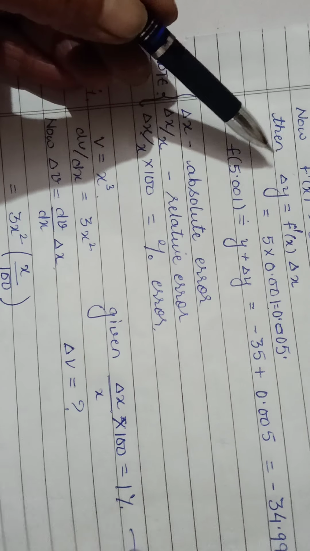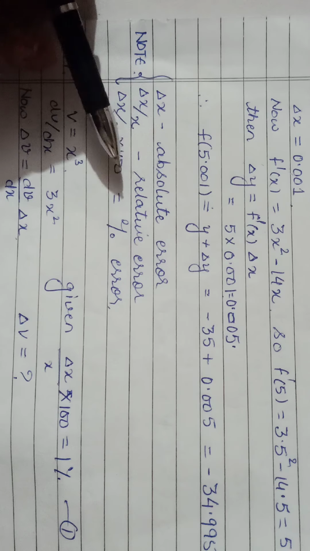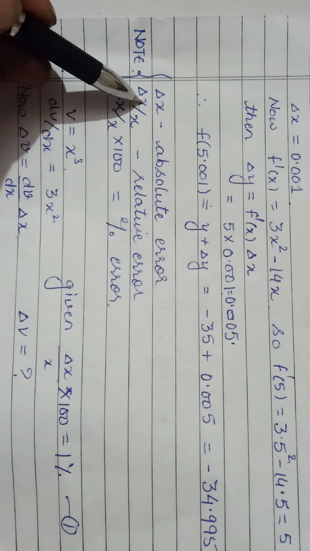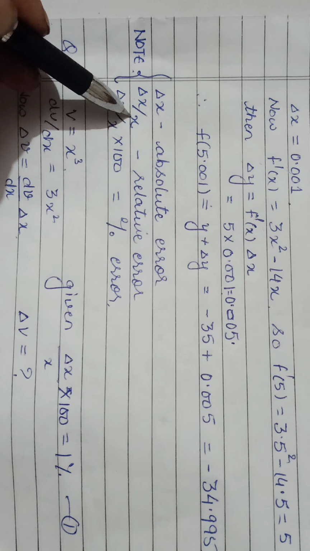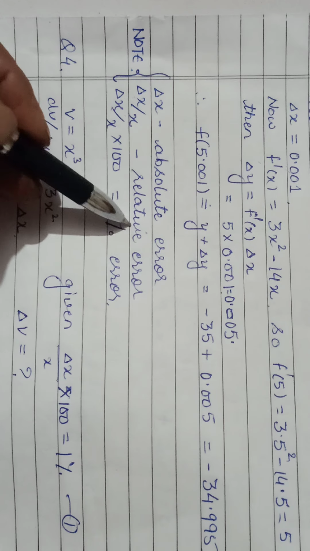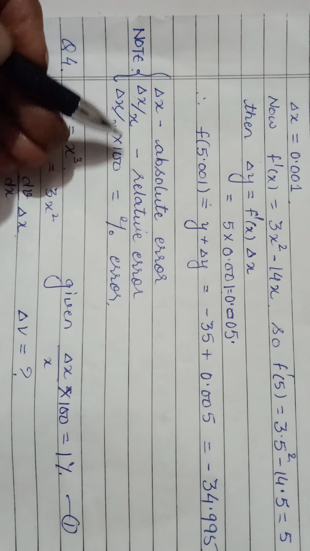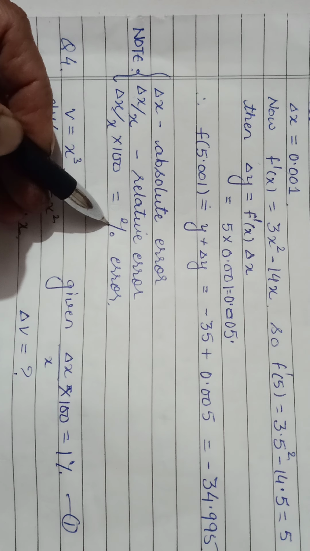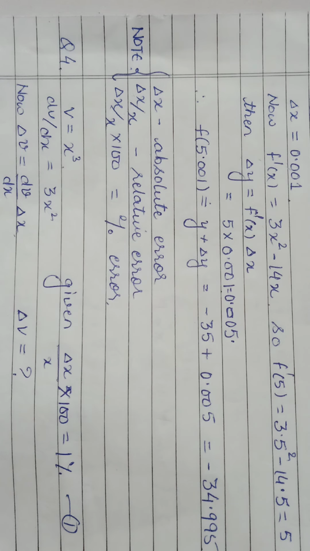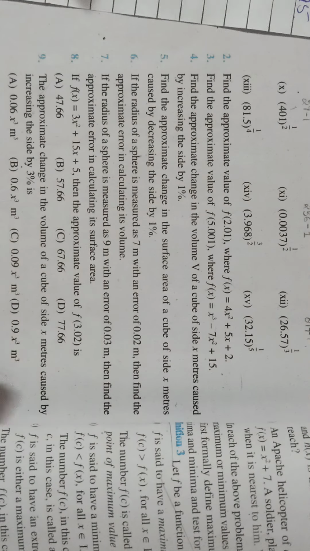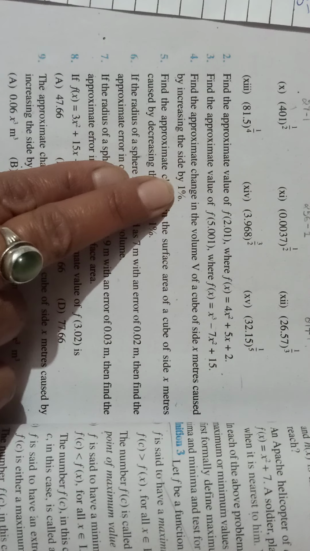This error that we find, we say this is the absolute error in the value of your independent variable. Then if you consider the ratio of this error to the original value, delta x upon x, that is defined as relative error. And then if I multiply this relative error with 100, the error obtained is said to be percentage error. So in this question number 4, they have given us the percentage error out here. Percentage error has been highlighted.